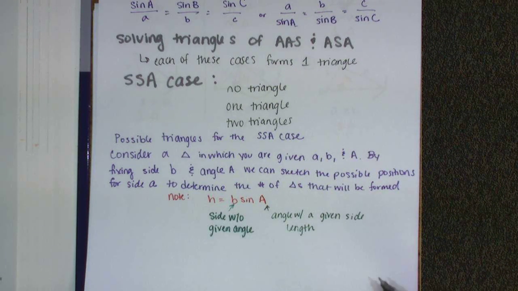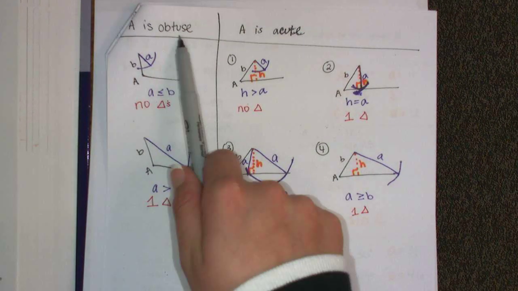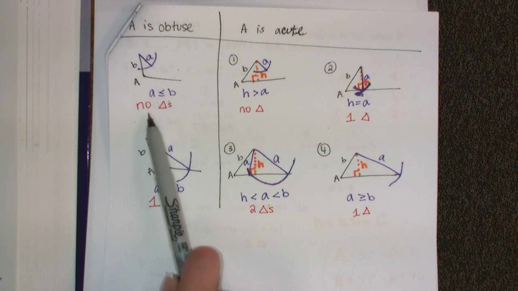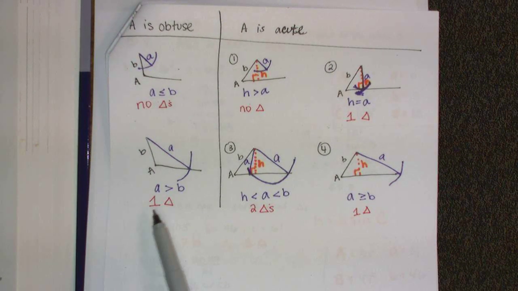So, that being said, we had this table that we drew. Here we have the case when A is obtuse. So that either gives us, when A is less than or equal to B, no triangle, or when A is greater than B, we get one triangle.